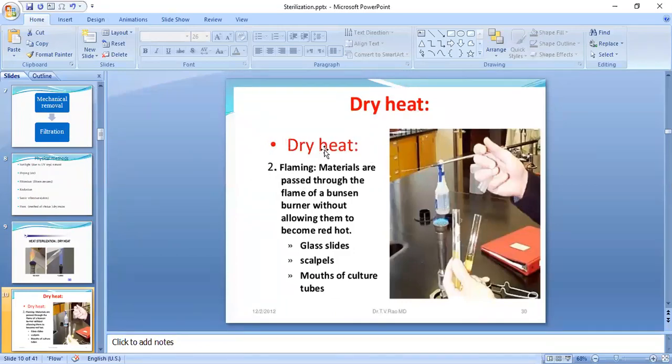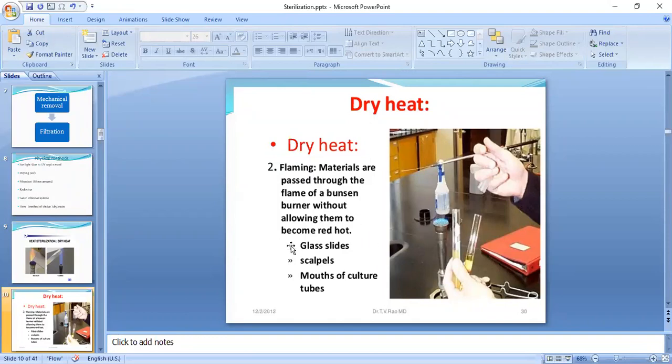Now, one of the methods of dry heat is the flaming. What is flaming? The materials are passed through the flame of a Bunsen burner without allowing them to become red hot. This is known as flaming. Red heat is another method, and this is flaming.